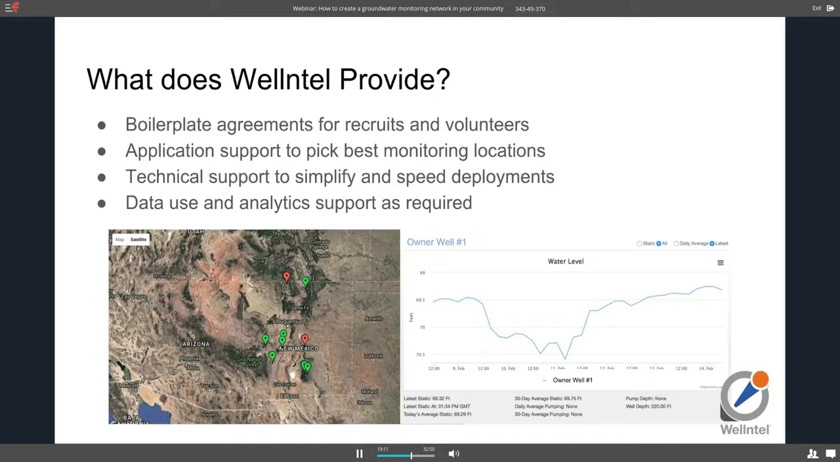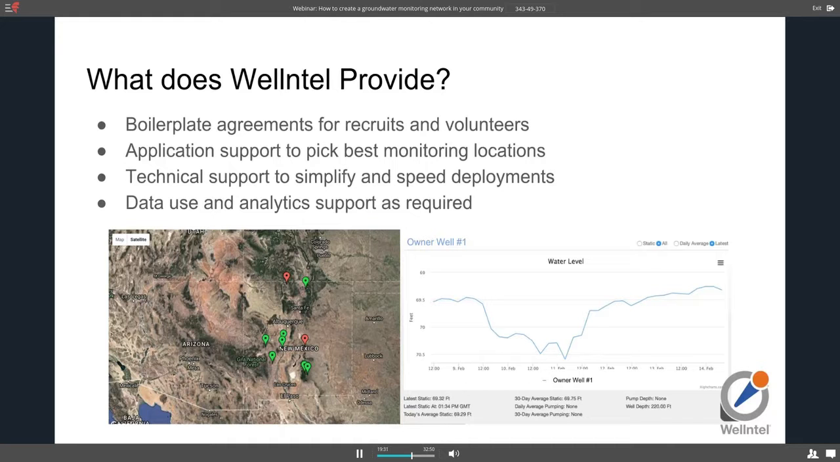We will also provide technical support to simplify and speed deployments, and sometimes that means actually participating in installations, like you saw happening last week in New Mexico in that earlier photograph. And then as data is collected, we'll provide a lot of data use and analytics support as required.